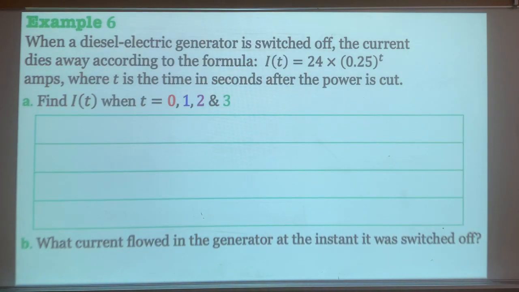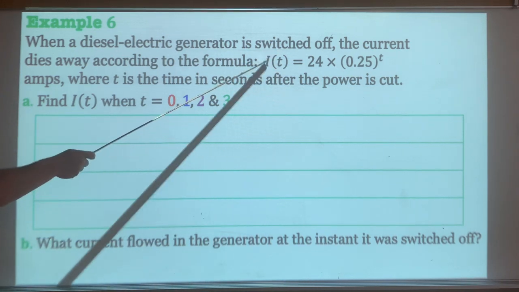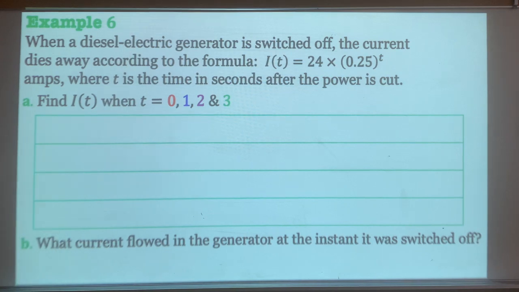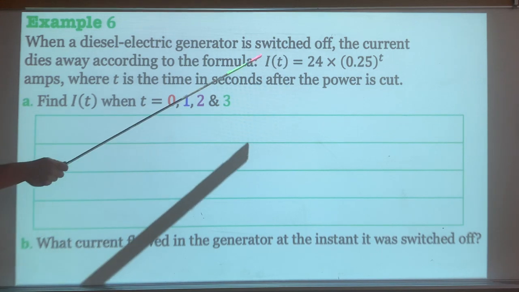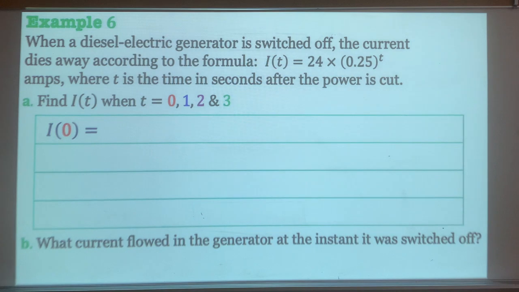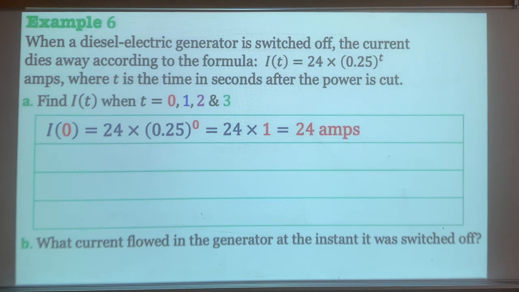Let's get into an example. You ready? When a diesel electric generator is switched off, the current dies away according to the formula I(t), where I is the usual symbol for current, in terms of time, equals 24 times 0.25 to the t. Find I(t) when t equals 0, 1, 2, and 3. So the first one, we're going to plug these in for t, that's it. I(0) equals 24 times 0.25 to the 0 power, which is 24 times 1, or 24 amps.